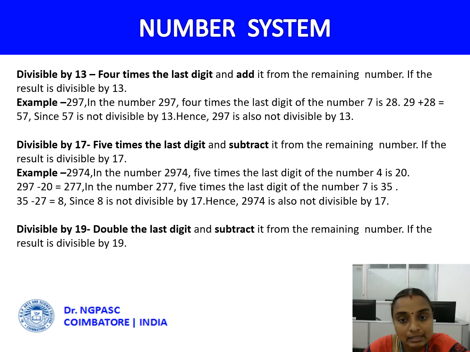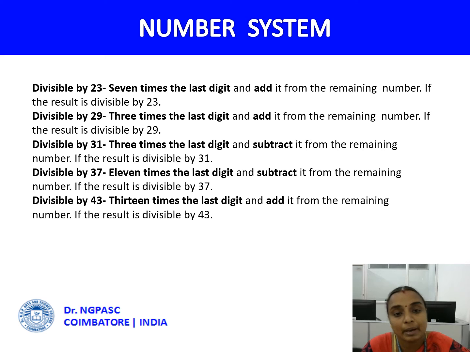5 times the last digit and subtract. So these things are continuing for 13, 17, 19. So see here for 19, double the last digit and subtract. So again we are continuing the rule for prime numbers.